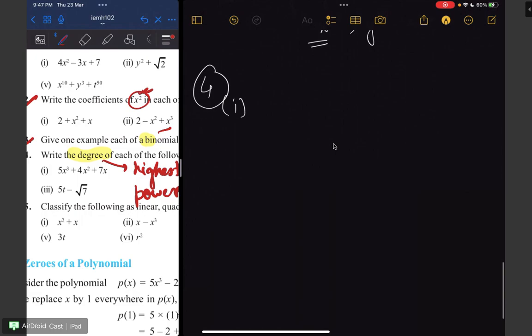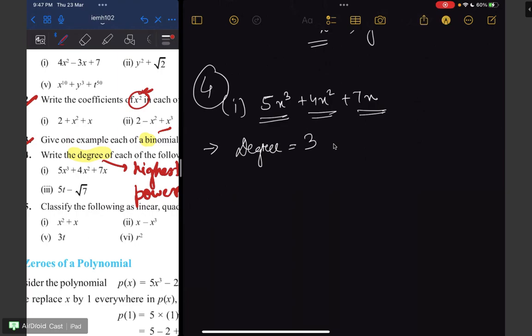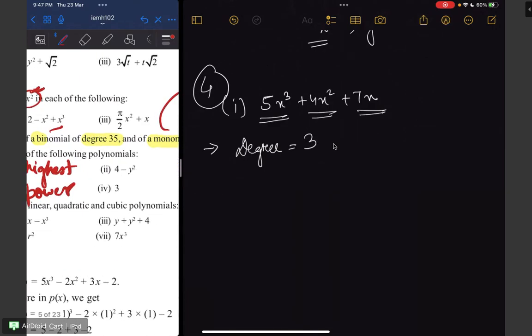For the first one, we have 5x cube plus 4x square plus 7x. Now, in the first term, the power of x is 3. In the second term, the power of x is 2. In the third term, the power of x is 1. So, what is the highest power? The highest power is 3. So, the degree of the above polynomial is how much? 3. Very easy.